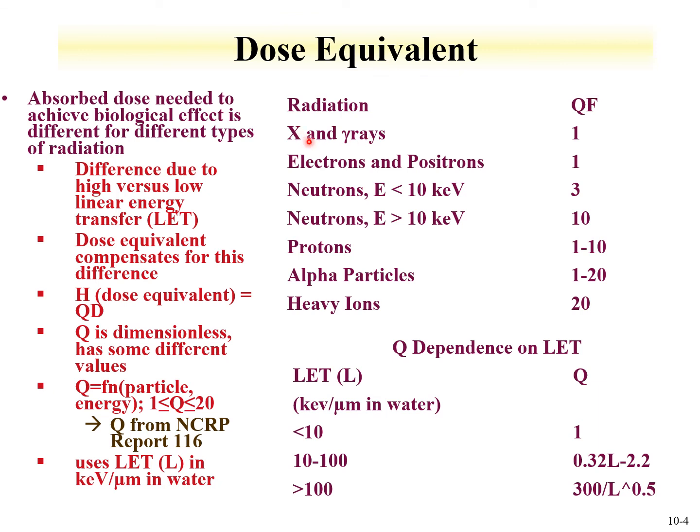Photons, X and gamma rays, have a quality factor of 1. So what we would see for the gray would be the unit sievert, and for the rad, the rem. Electrons and positrons are 1. Neutrons are somewhat dependent upon the energy. Protons and alpha particles vary from 1 to 20. For conservative measurements, we'll just use 20 for alpha particles. So simply put, for the work that we'll focus on, we'll use 1 for photons, 1 for electrons, and 20 for alpha particles to convert from a dose to dose equivalent.